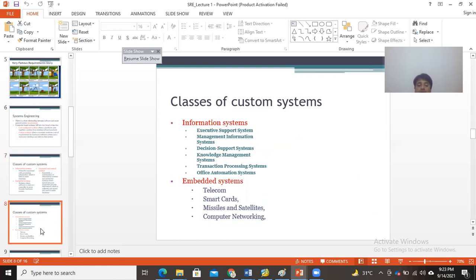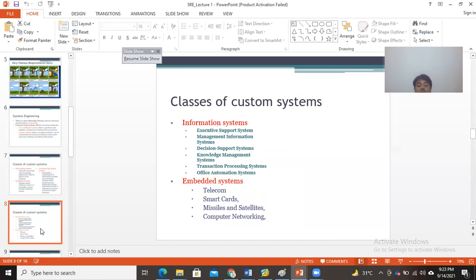Now, for further classification and examples in the classes of custom systems. I have given you the example of information system. Your learning management system is an information system. The software used at the bank are information systems, and decision support systems, knowledge management systems, or your PayPal, Amazon transactions or Daraz.pk transactions. These are all information systems.